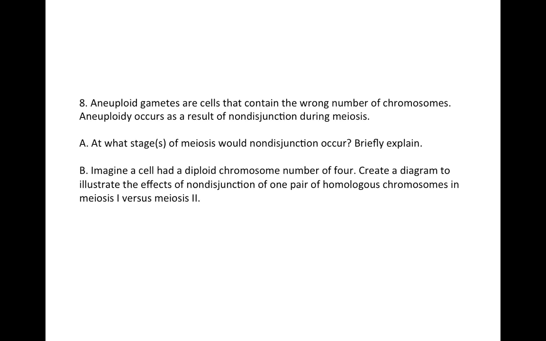2. So right away from the question, we can see that there's a dead giveaway that non-disjunction can happen in both meiosis 1 and meiosis 2. So how does this happen? That is, how can a cell divide into gametes that have an incorrect number of chromosomes?